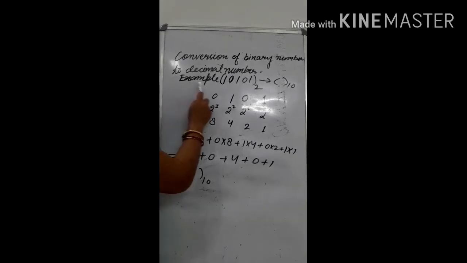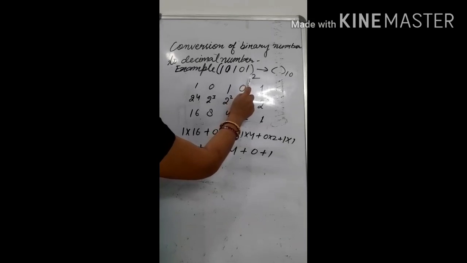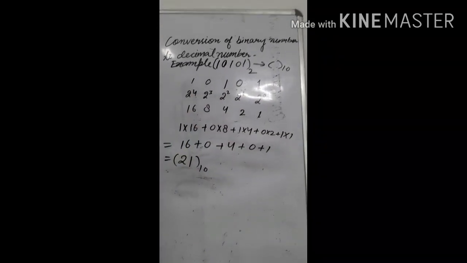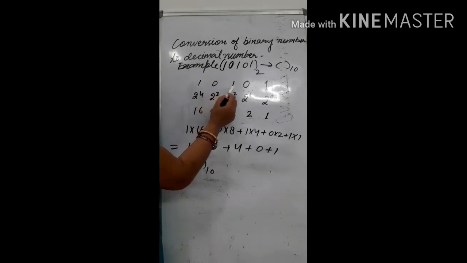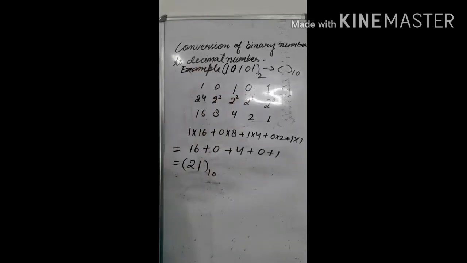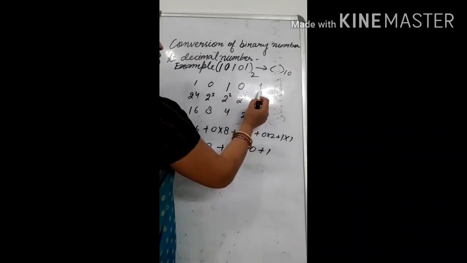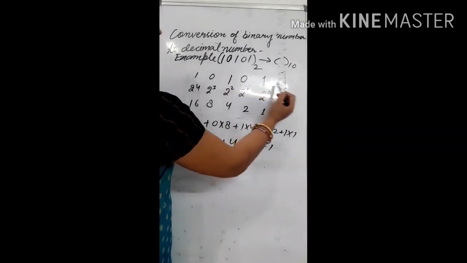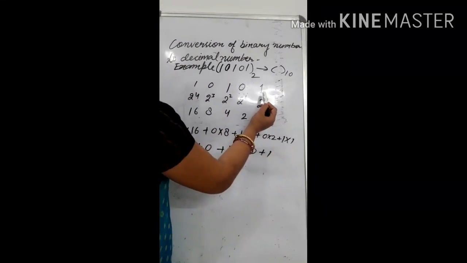Now, let's see another example, one more example to convert from binary to decimal. First, we will write all these digits 1, 0, 1, 0, 1. Then, we write their place values. The place value of the first digit, we start from the right hand side.